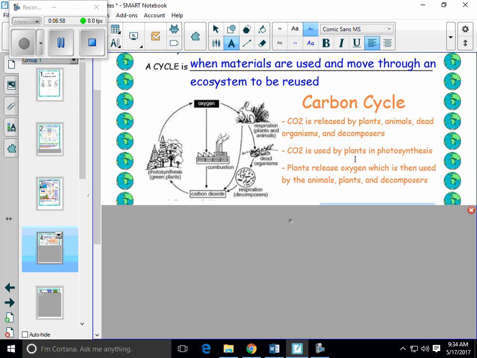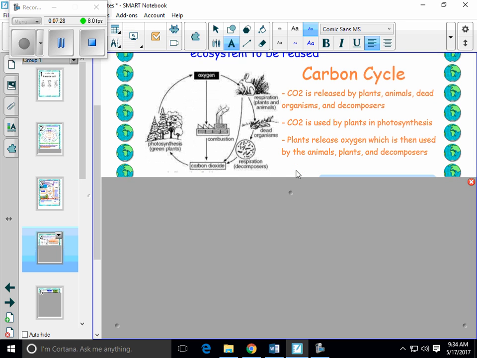Now that carbon dioxide is then used on the other side of the diagram. It's used by plants, and they use it for photosynthesis. Those plants then release, up here, oxygen. And then if we continue with our cycle, all of these things over here on the right are then going to use that oxygen to make more carbon dioxide. And that's why we call it a cycle, because it's a continuous, repetitive action.